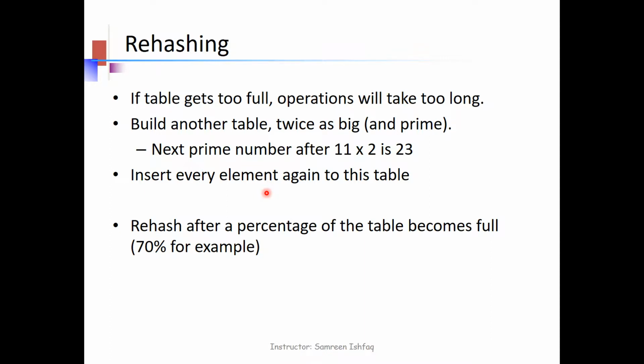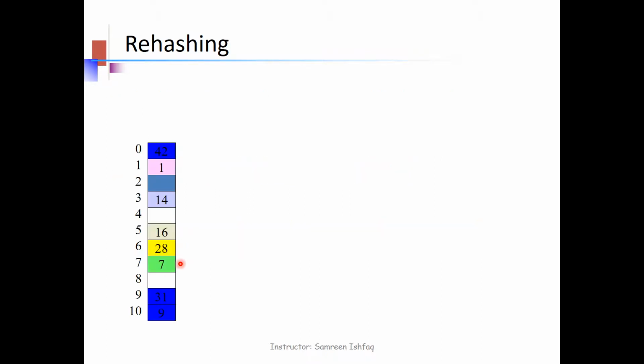What we are going to do is build another table twice as big whenever we reach a threshold, that is 70 percent. In the open addressing technique, it doesn't matter which method you are using to resolve collisions, whether it is linear probing, quadratic probing, or the double hash function. You need rehashing whenever you reach or cross the threshold, that is 70 percent.